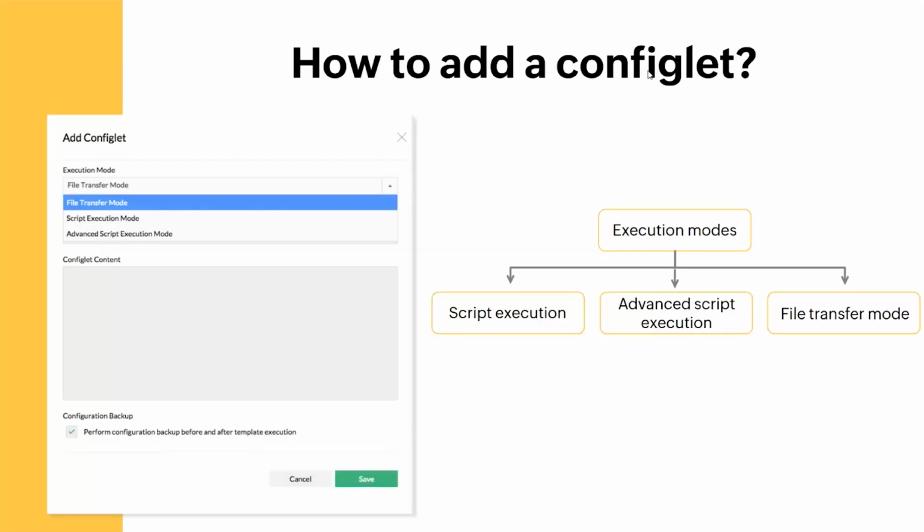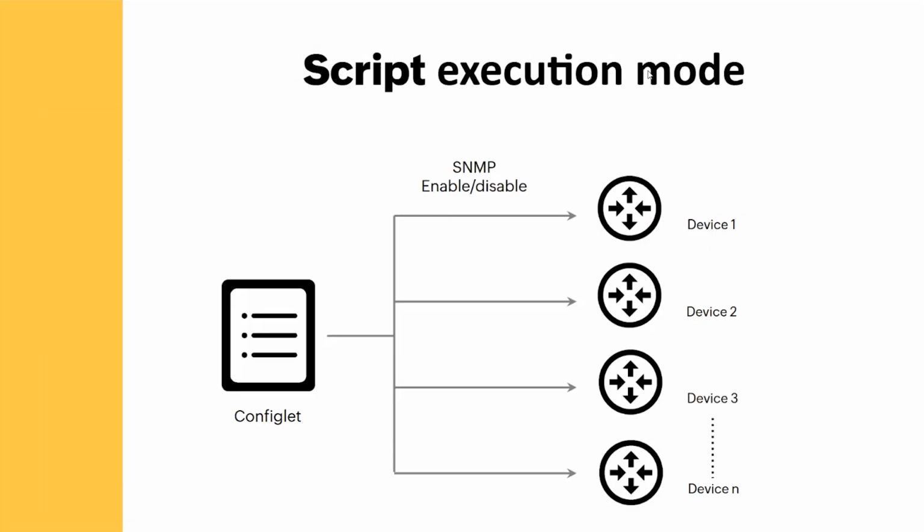So how do you add configlets in Network Configuration Manager? There are three execution modes for adding configlets. One is the script execution mode, the advanced script execution mode, and file transfer mode. In the upcoming slides, we'll look at each of these execution modes in detail, starting with script execution mode. In script execution mode, commands are executed sequentially on the selected devices. This mode is suitable for simple commands such as enabling or disabling SNMP on multiple devices.